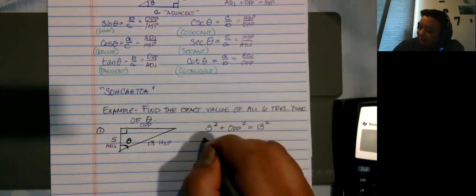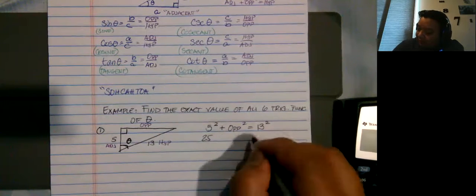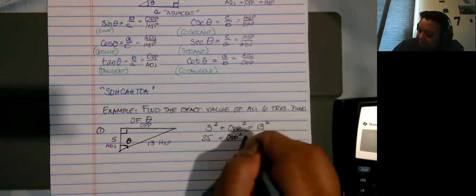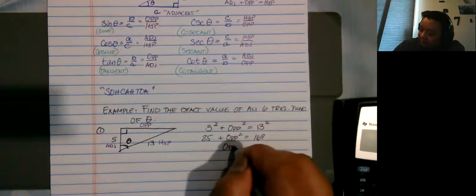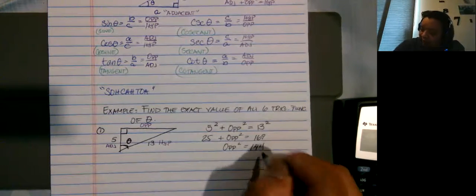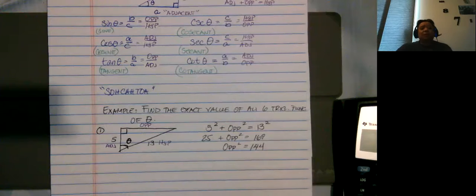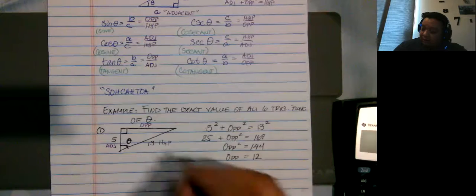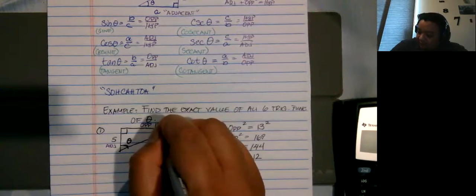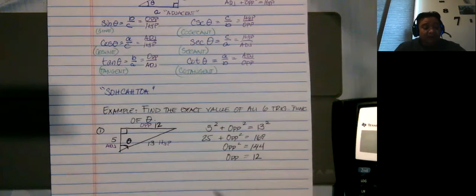And so now using your algebra, this is 25 plus the opposite squared is equal to 169. Subtract the 25. The opposite squared is 144. And then you take the square root. Now, normally when you take a square root, you have plus or minus, but since we are talking about the length of a side, it cannot be negative, which means the opposite side is going to be 12. So this is going to be 12. And then from there, construct the six trig functions.